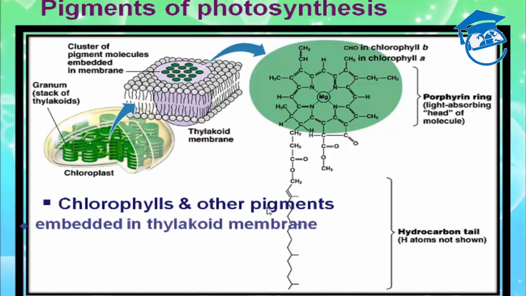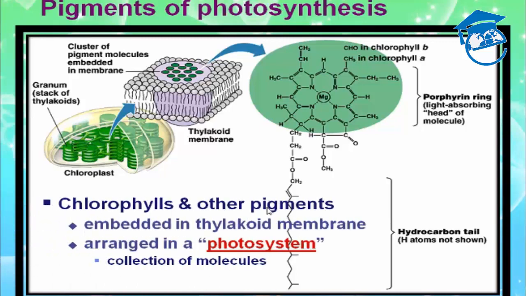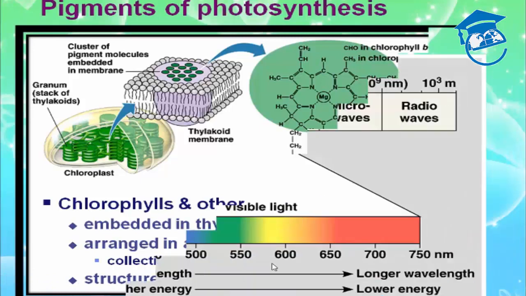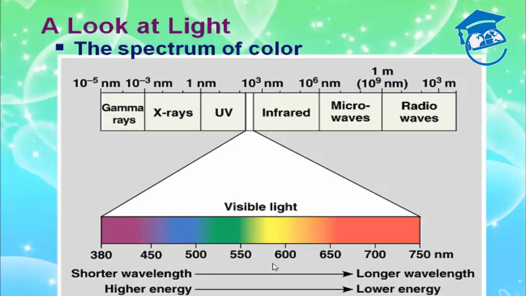So chlorophyll and other pigments are embedded in the thylakoid membrane. They are arranged in photosystems, students. That means this is a cluster of these pigments, and this cluster is known as a photosystem, that helps in taking light from the sun. As I told you, this is the spectrum of color.